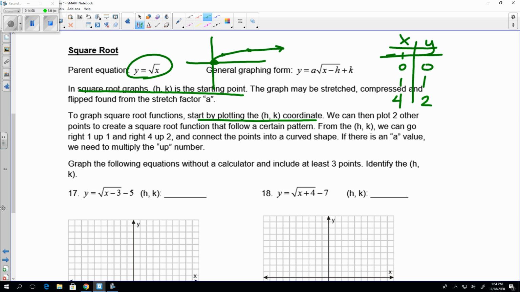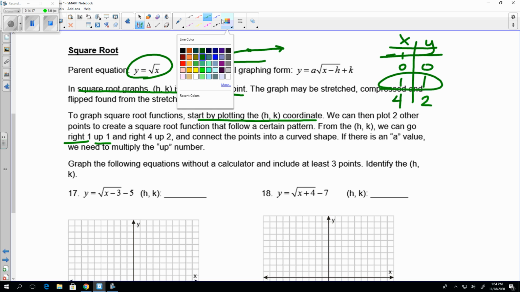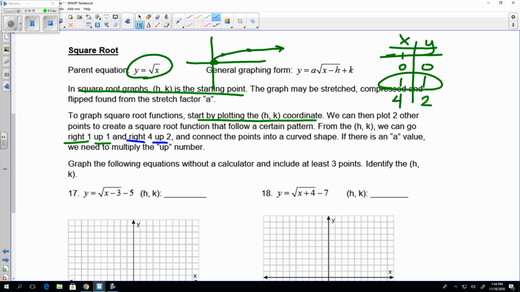From HK, we can go right one, up one, and we're getting that from this point right here. Right? I would go right one and up one from the vertex. Then I'm going to go right 4 and up 2 because of this set of points right here. Okay? Then we'll connect them into this curved shape. And we'll do the same thing if there's a stretch factor, we'll multiply by.